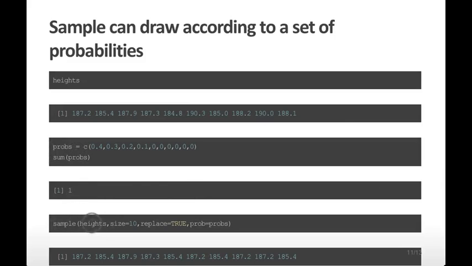So if we sample the heights vector, replacing the values, with these probabilities, we see that the last value is never represented in our random sample. That's because we assigned the probability of it being sampled to be equal to 0. At the same time, we see that the first value, 187.2, is represented several times since its probability of being selected is relatively high. This allows us to sample under different schemes using the sample function.